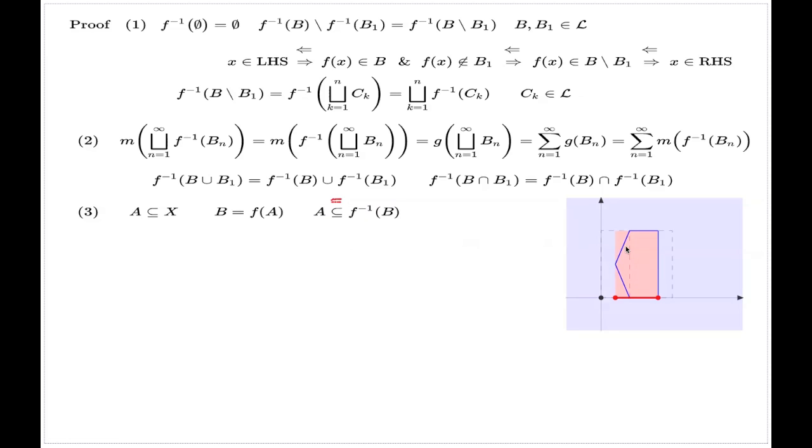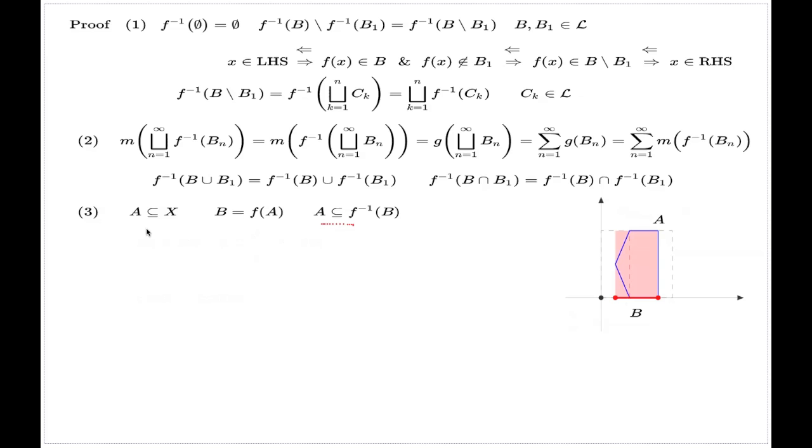And that's a good example: if this blue polygon is your set A, the set B, the image of A, will be this red interval underneath, and the pre-image of this set B will be this pink rectangle. That's the pre-image. So you see the original A is a subset of the pre-image of B, but it doesn't equal it. So in general, you cannot expect an equal sign here.